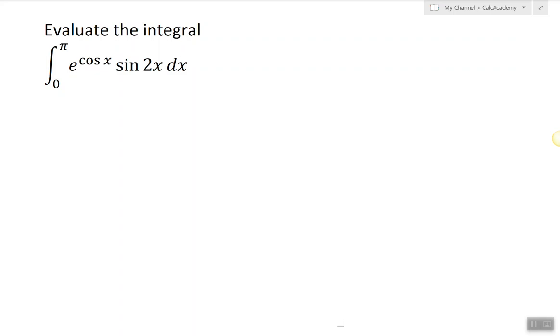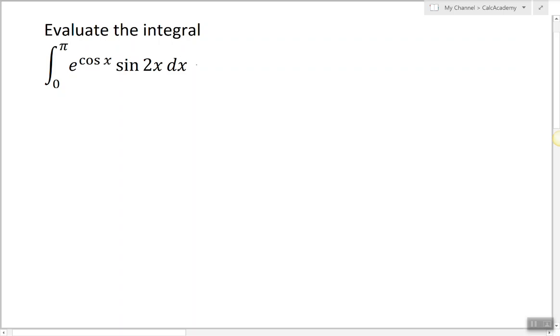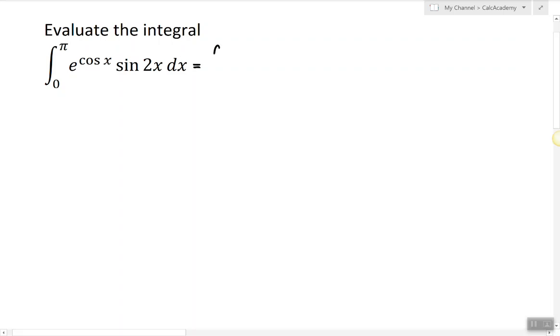In this video, I will show how to use integration by parts to evaluate the definite integral. However, first we have to use the trigonometric identity, and notice that sine of 2x can be written as 2 times sine x cosine x.